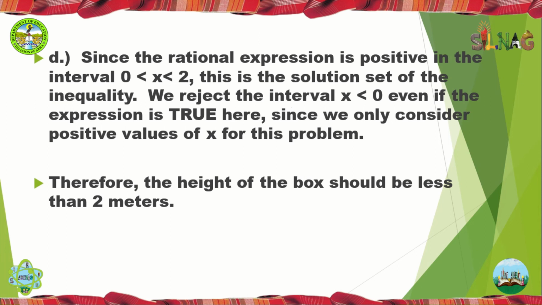So we have the next step. Since the rational expression is positive in the interval x is greater than 0 but less than 2, this is the solution set of the inequality. We reject the interval x is less than 0, even if the expression is true here, since we only consider positive values of x for the given problem. Therefore, the height of the box should be less than 2 meters.